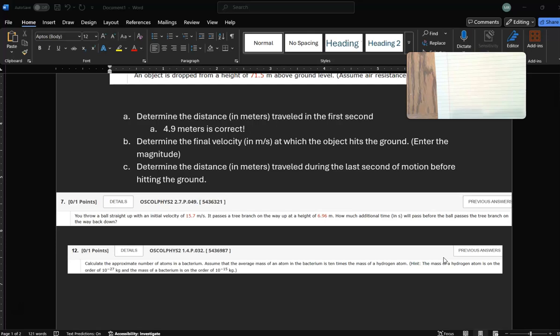So what I ended up doing is finding how many hydrogen atoms go into a bacterium. In that case, you take 10 to the negative 15th, and divide that by 10 to the negative 27th. So again, we're looking for how many times 10 to the negative 27th fits into 10 to the negative 15th.